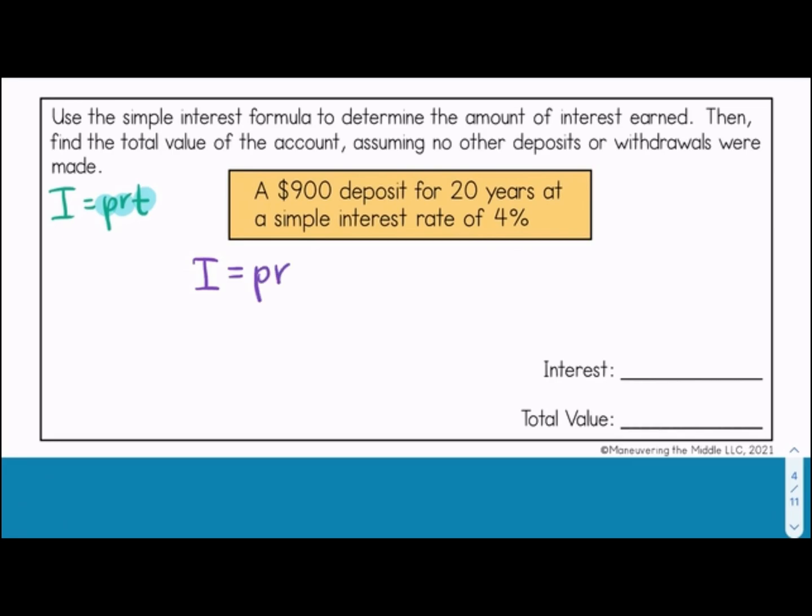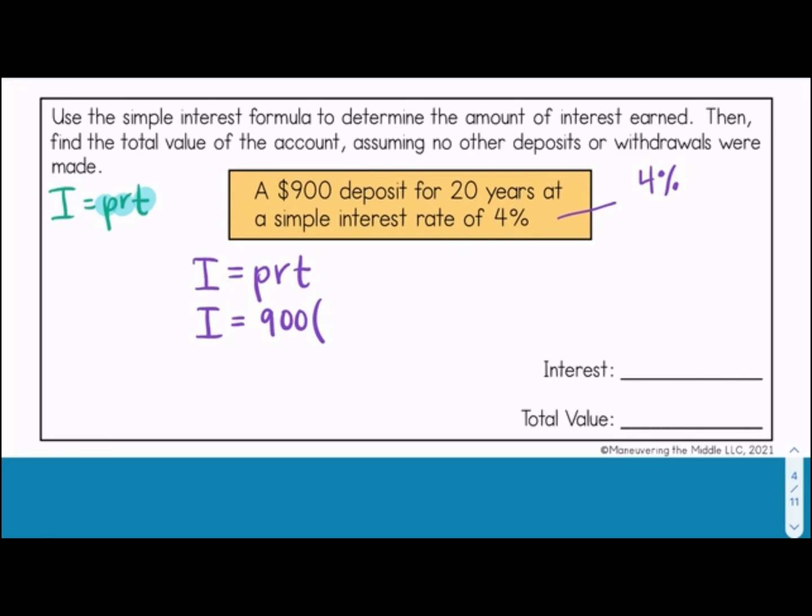Let's work that out. Again, I'm going to rewrite my formula. I know I'm looking for I. I'm going to go back to my question and look for my principal, my initial deposit, which is $900. Now I'm looking for R, my rate, which it tells me is 4%. I know we're going to write this rate as a decimal. That's a very common mistake. We want to be careful not to just put the number 4, because 4 would represent 400%.